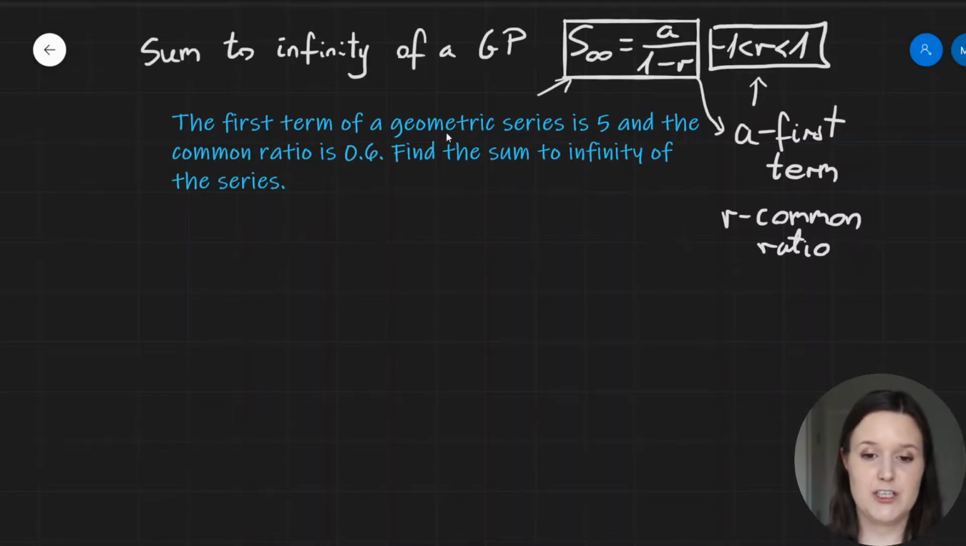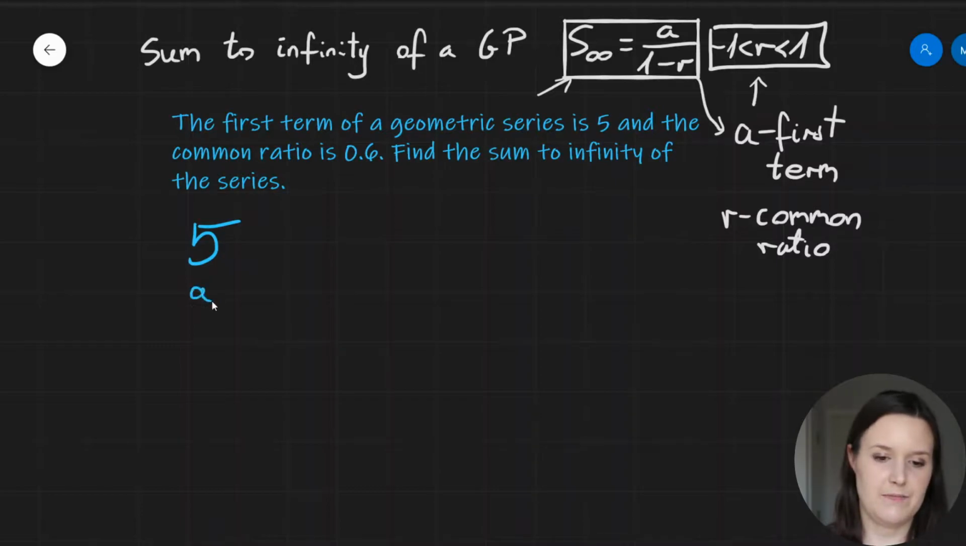Let's check in here. The first term of a geometric series is 5 and the common ratio is 0.6. Okay, so the first term is 5. That means that the second term, if it's a GP, geometric progression, is 5 times the common ratio, which is 0.6. 5 times 0.6 is 3.